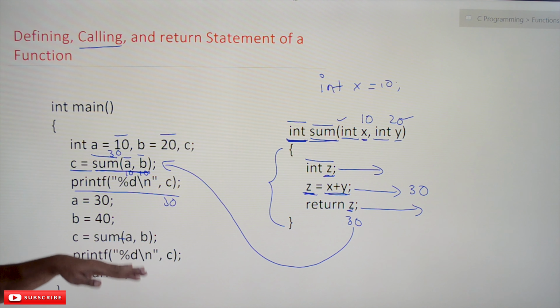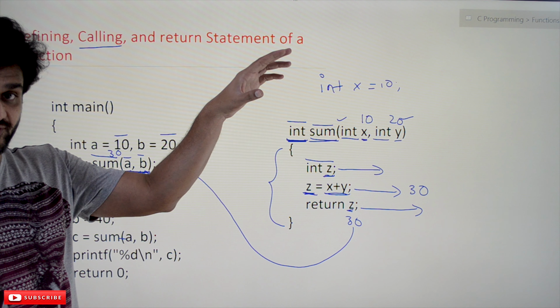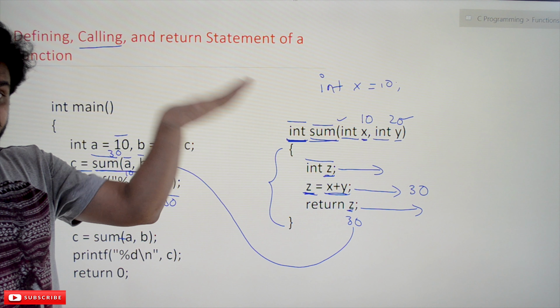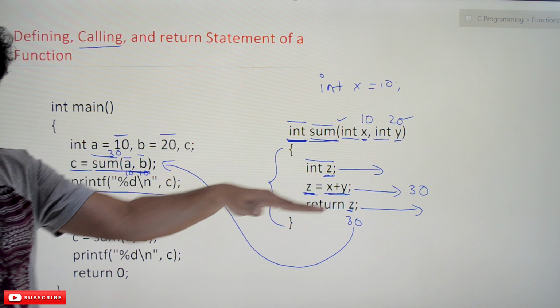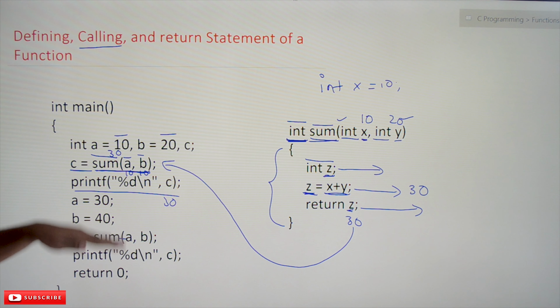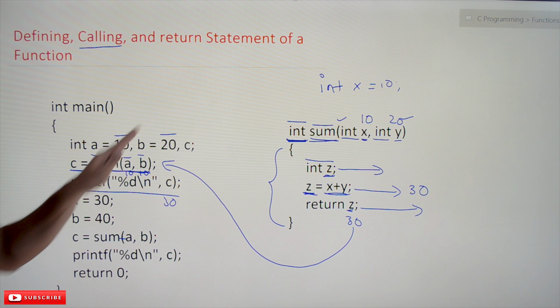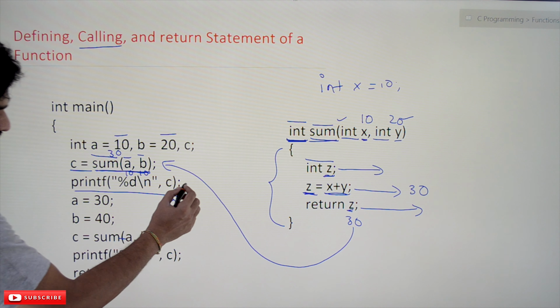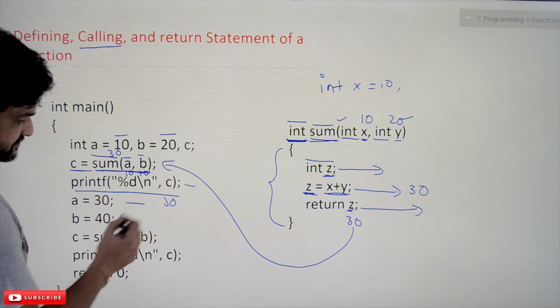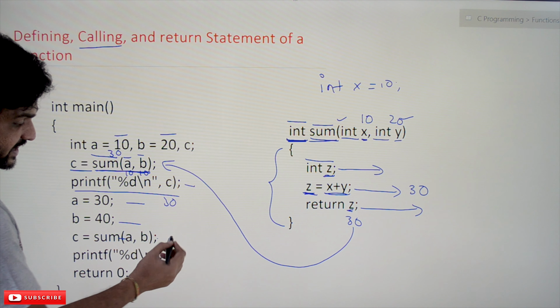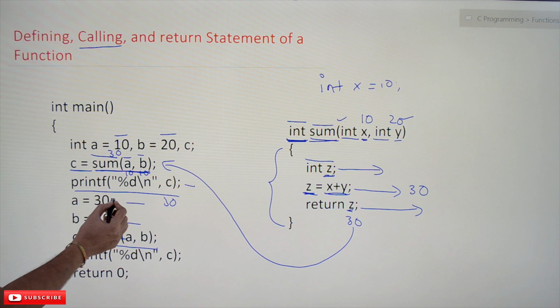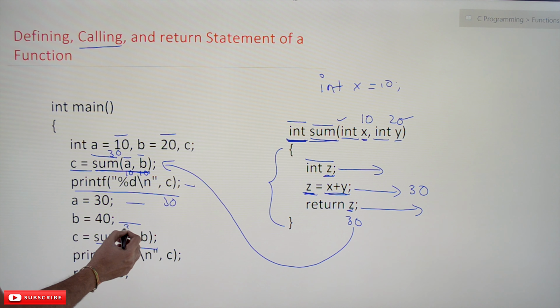This is how the programs get executed, sequentially. We have said in our first video that C is a sequential executable programming language, which means it will execute line by line. Whenever we call this, it will go there, execute there, and again come back, and this statement will get executed. After that this statement, and again a function call is made. Now here, what are the values of a and b? It is 30 and 40. So here the argument values are 30 and 40.